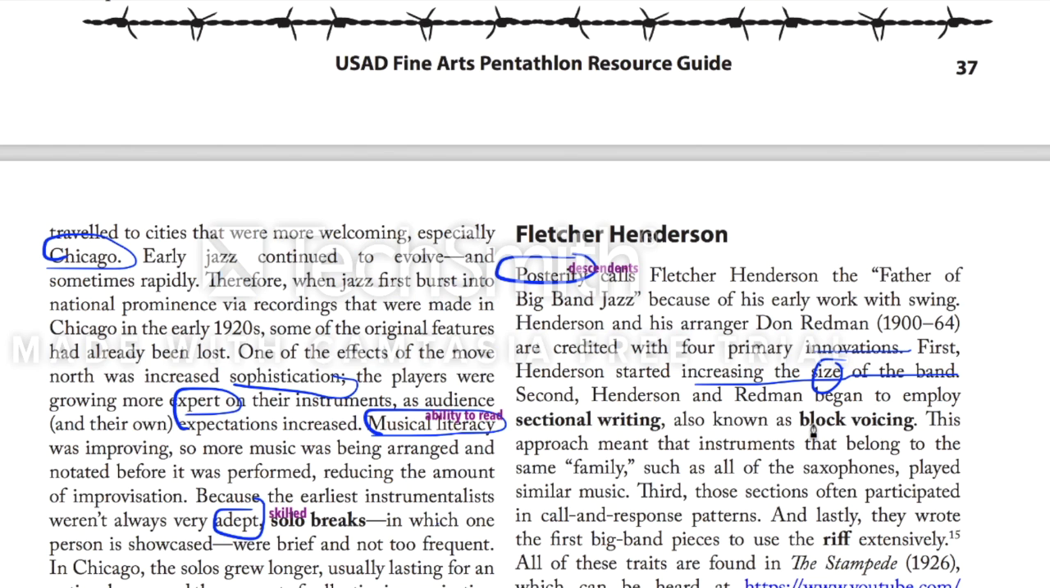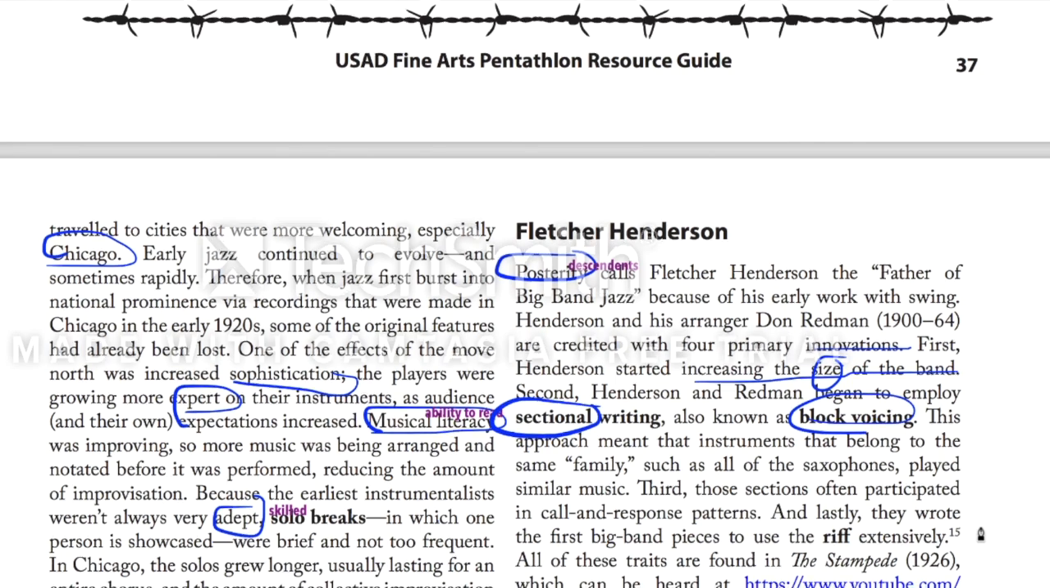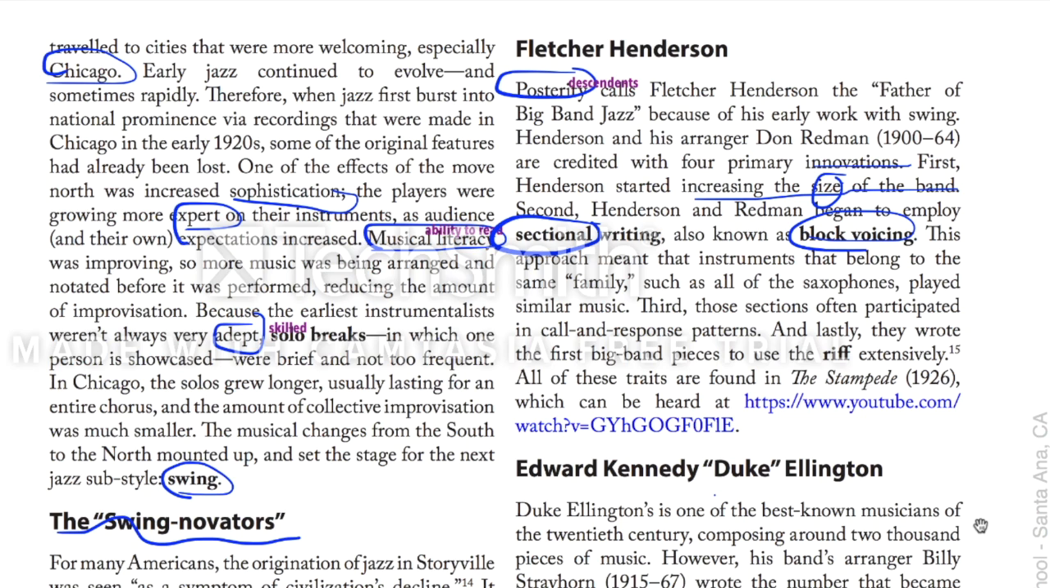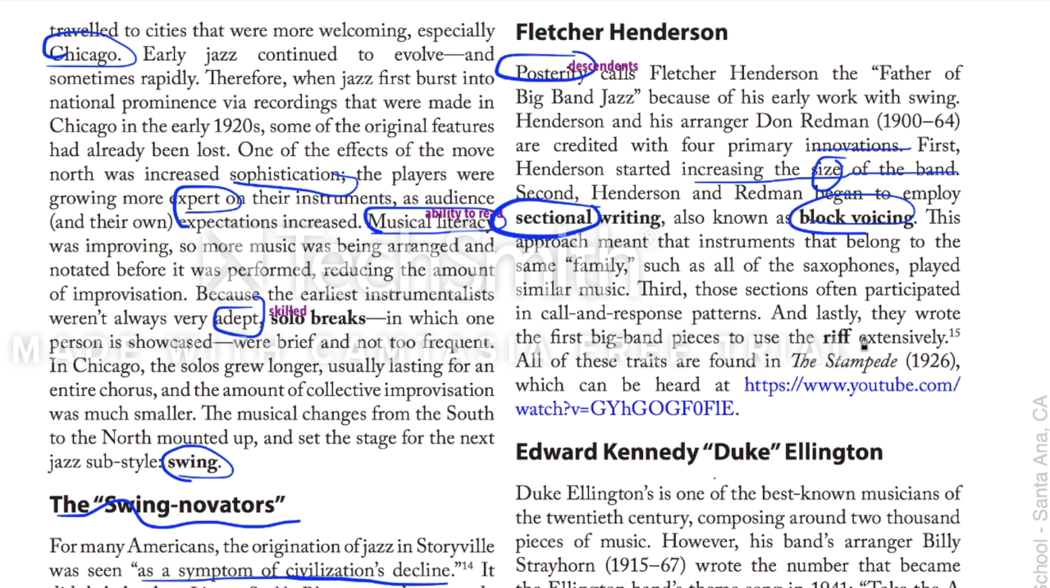Second, Henderson and Redman began to employ sectional writing, also known as block voicing. This approach meant that instruments that belonged to the same family, such as all of the saxophones, played similar music. Third, those sections often participated in call-and-response patterns. And lastly, they wrote the first big band pieces to use the riff extensively. All of these traits are found in The Stampede. Let's listen to it now.